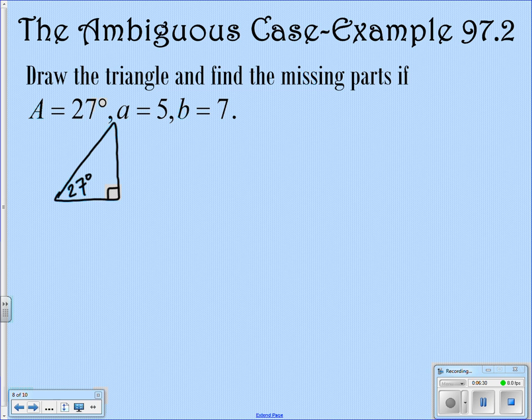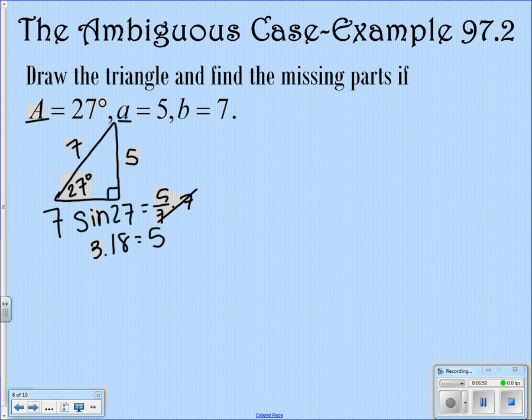So I'm going to put the 27 and the 5 because they are a pair because they're both A, and then I'm going to put the 7 as my hypotenuse. And so I'm going to check, is the sine of 27 equal to 5 over 7? Well, does 7 sine of 27 equal 5? I get 3.18. It's not a right triangle, but this number is less than 5, so that means that we do have 2 triangles.